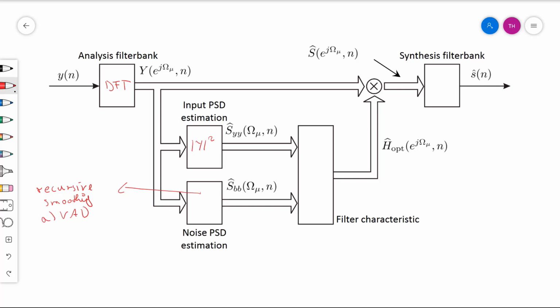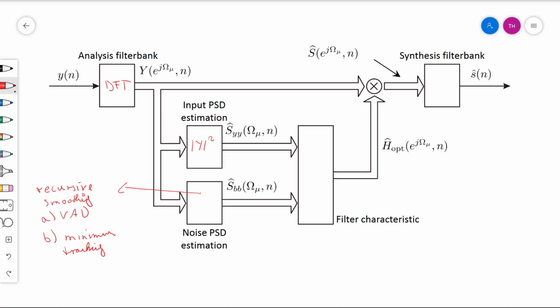And the second method we showed you in the lecture was minimum tracking. Here, all frames are used in the recursive smoothing. However, based on a specific rule, two different time constants are applied, which allows for an update of SBB also during phases of speech. Once both PSDs have been estimated, we have all the quantities to actually compute our Wiener filter weights. And there you just use the equation that I showed you earlier.